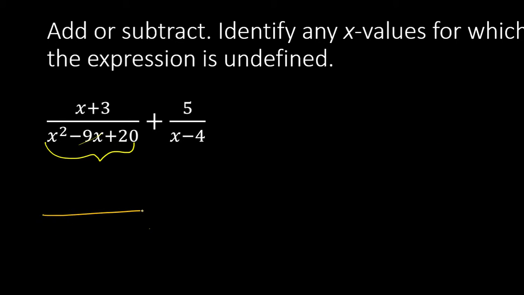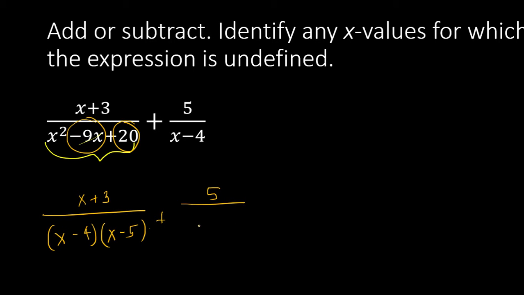So that becomes... I always set up my framework first, so I'm considering 20, and I'm asking myself what two numbers, when multiplied together, equal positive 20, and when added together, equal negative 9. So if I take negative 5 and negative 4, and multiply them together, I get positive 20. I add them together, I get negative 9. I leave my numerator alone. This other numerator is fine. This denominator is already factored.